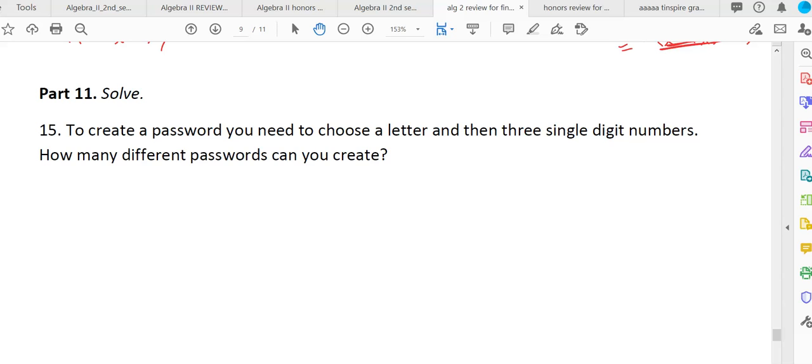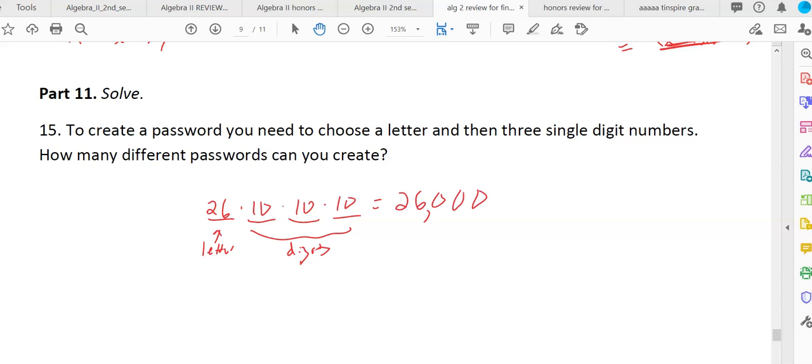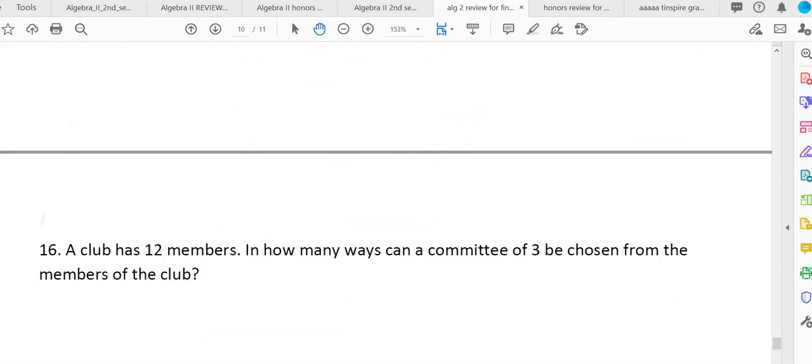Choose a letter and then 3 single-digit numbers. How many different passwords? So you want a letter. This one's a letter. And then 3 single-digit numbers. So these are digits. So the letter would be 26 different ones. There's 10 different single-digit numbers. So you just multiply those in your calculator, and you get 26,000. It doesn't say anything about repeats, so I just assume they're allowed.